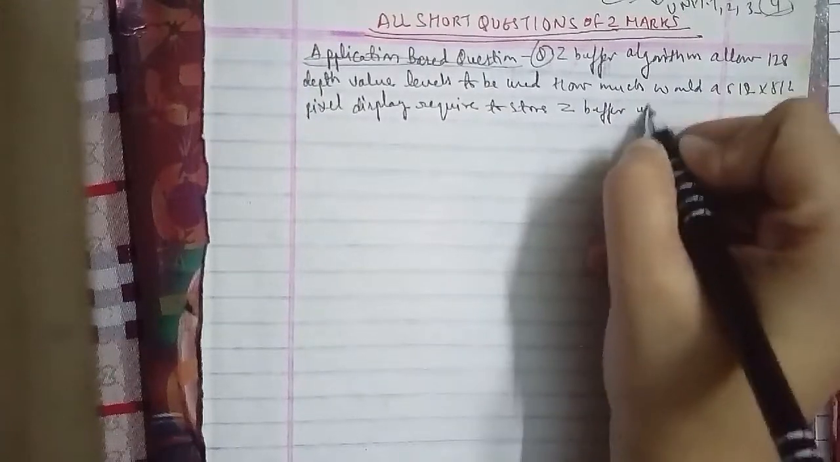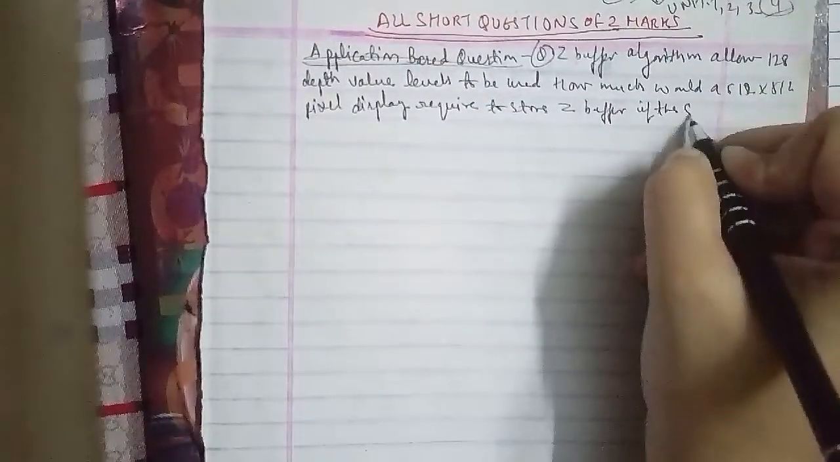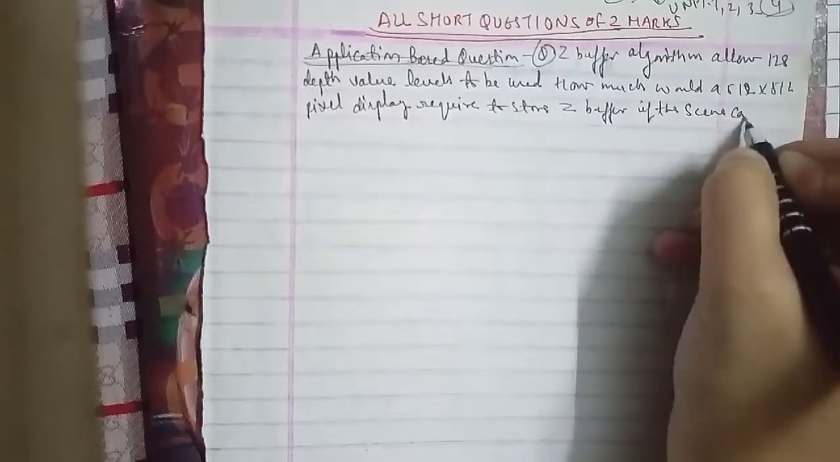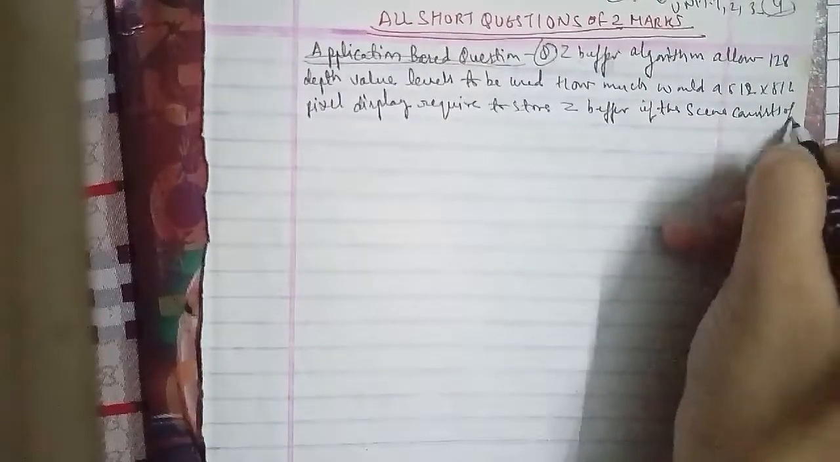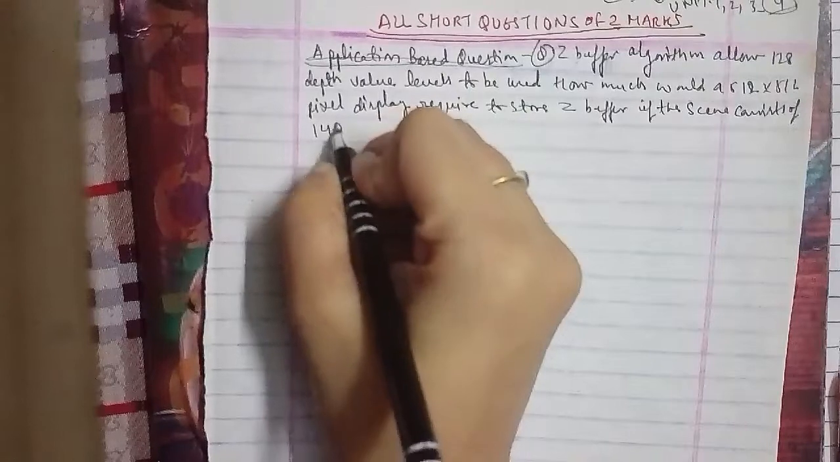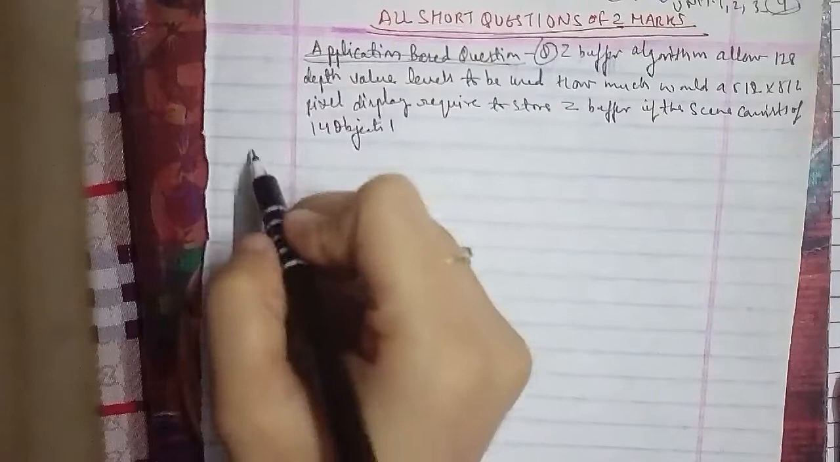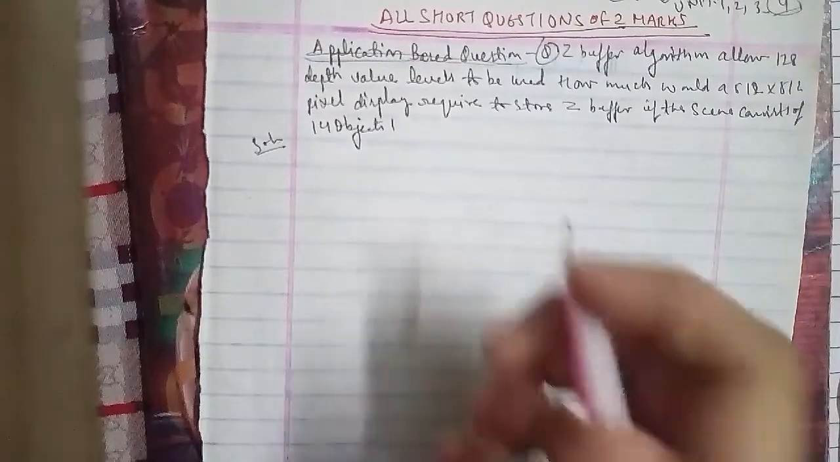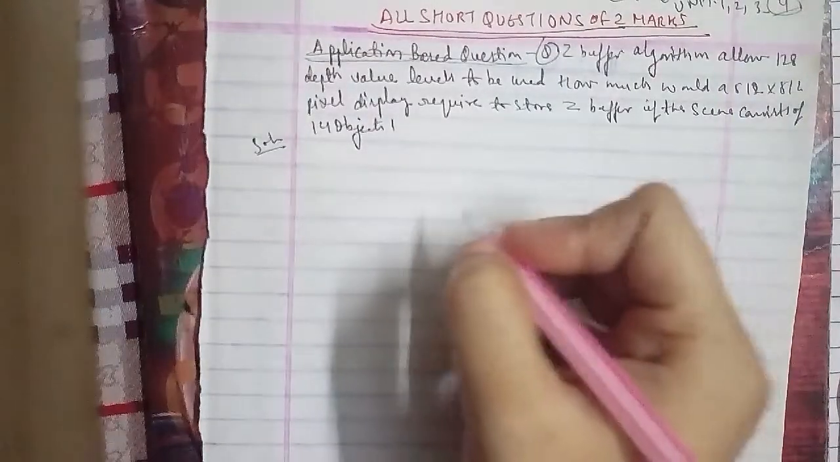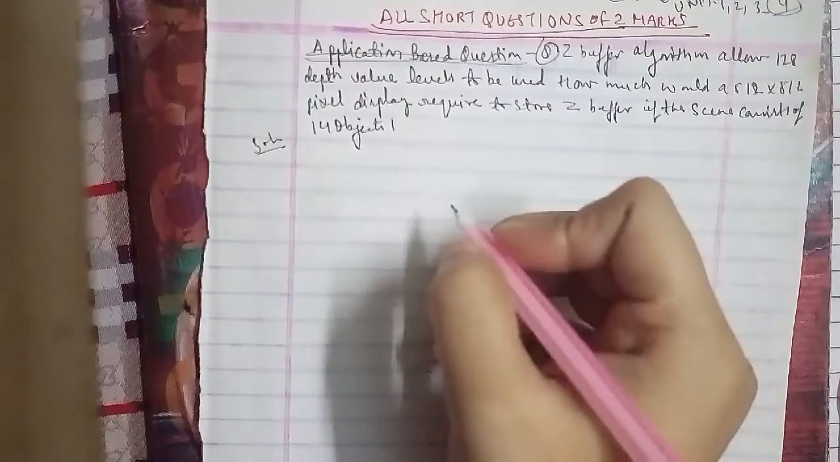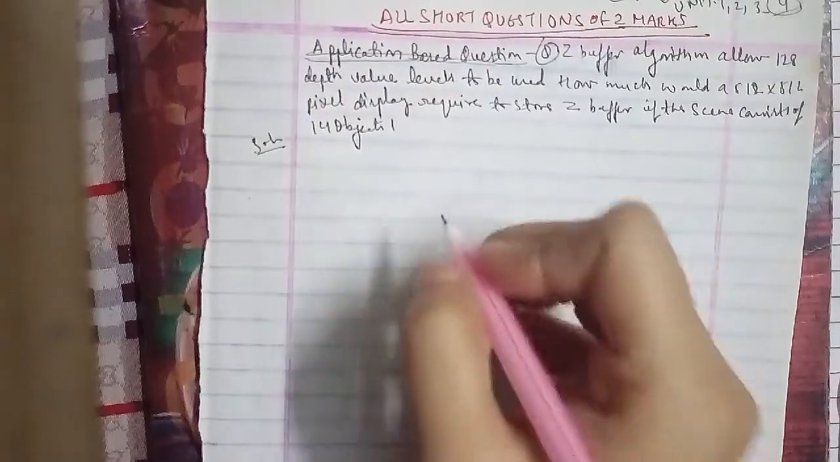Okay, so here we have the solution for this. The 128 depth value levels would require 7 bits of memory, that is 2 to the power 7. We find it because they mentioned 128 as the depth value level, so it would be 2 power 7, which equals 128, to represent each Z value.